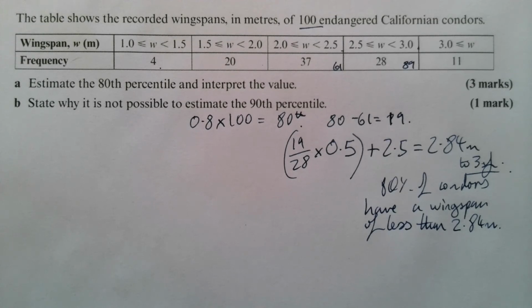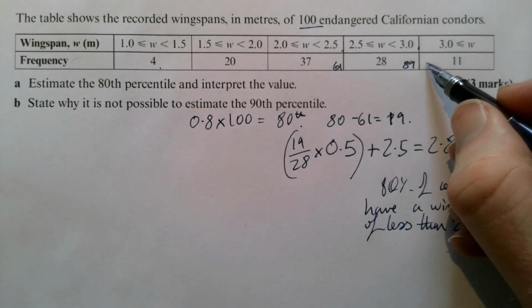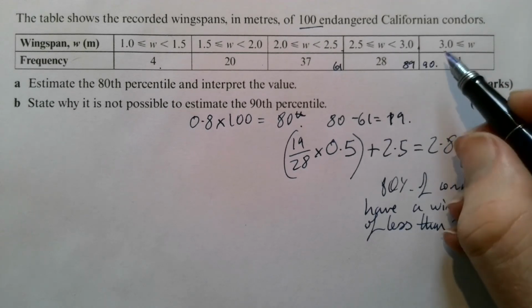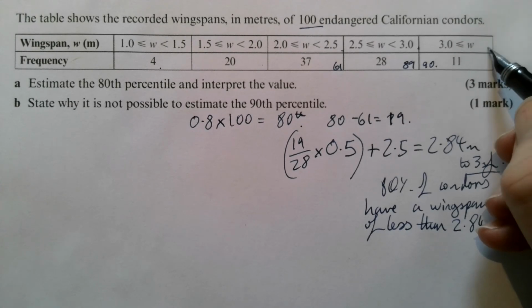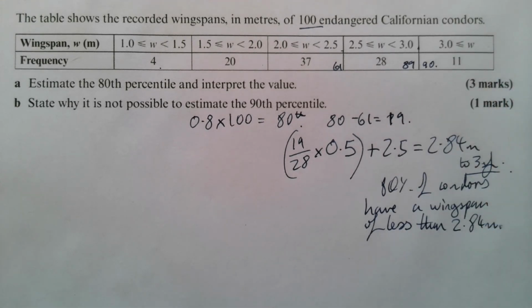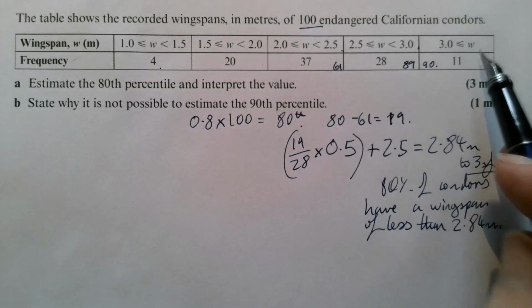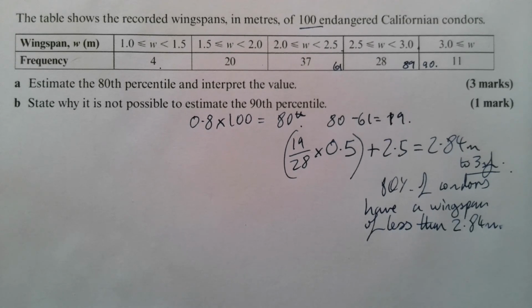Right, finally, just a quick one for 1 mark. State why it's not possible to estimate the 90th percentile. Well, the 90th value is in there, isn't it? And this, oh, what's the top end? The top end isn't there at all. Now, you're never going to get a condor that's got an infinitely large wingspan, but they haven't told us what the biggest wingspan is. Therefore, it's not possible because we don't have a data point there to talk about. So that would be why, because we have not got an end to that class.